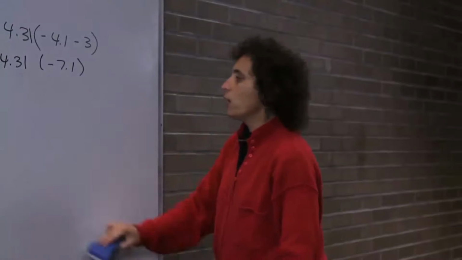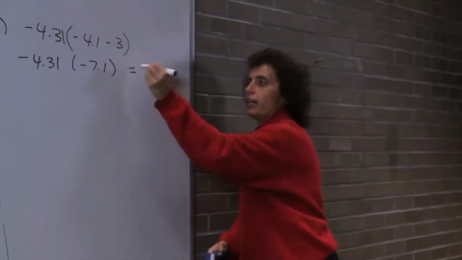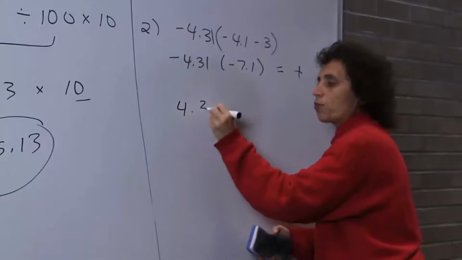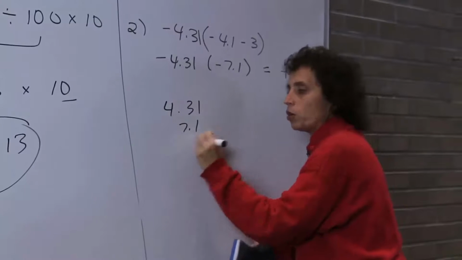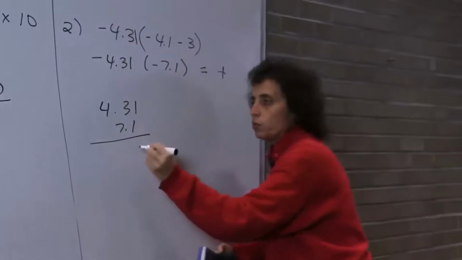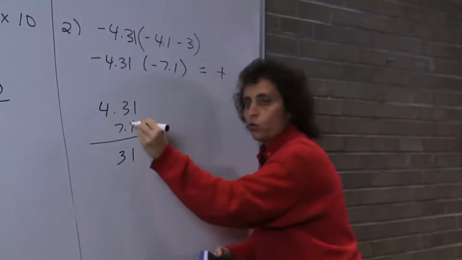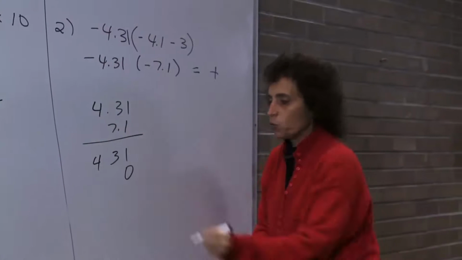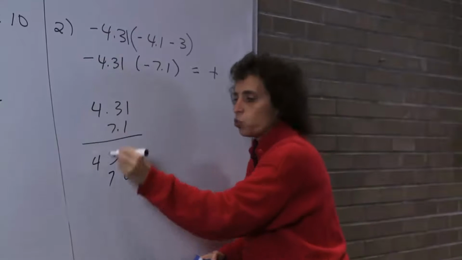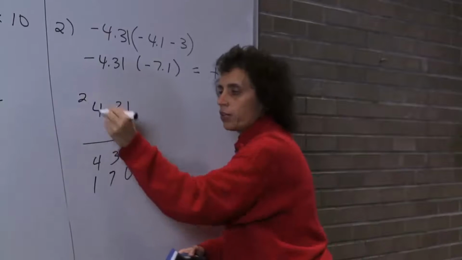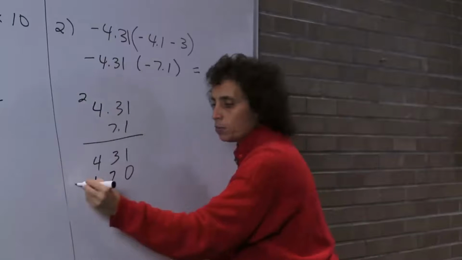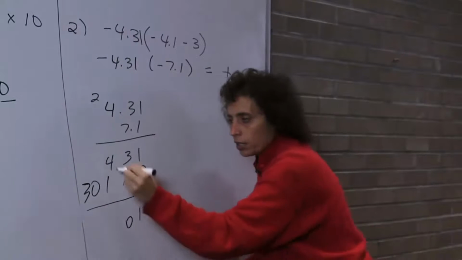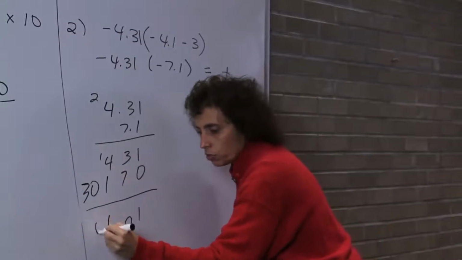I have a negative times a negative, so you know I'm going to get a positive out of that. So I'm going to leave that there, and I'm going to multiply. Here we go. 4.31 times 7.1. Ready? 1 times 1 is 1. 1 times 3 is 3. 1 times 4 is 4. Put the 0 down. 7 times 1 is 7. 7 times 3 is 21. Write the 1, carry the 2. 7 times 4 is 28, plus 2 is 30. Now add 1, 10, carry the 1. You get 6, 0, 3.